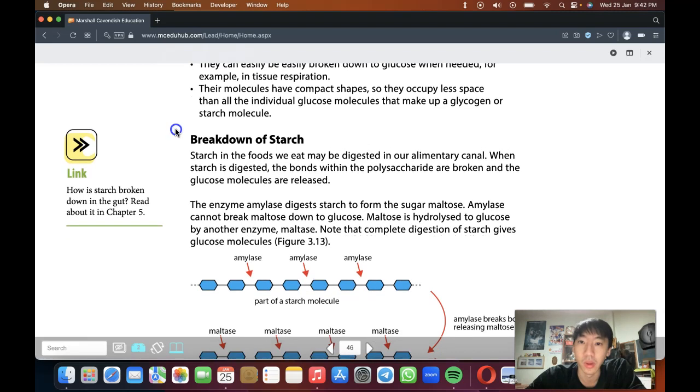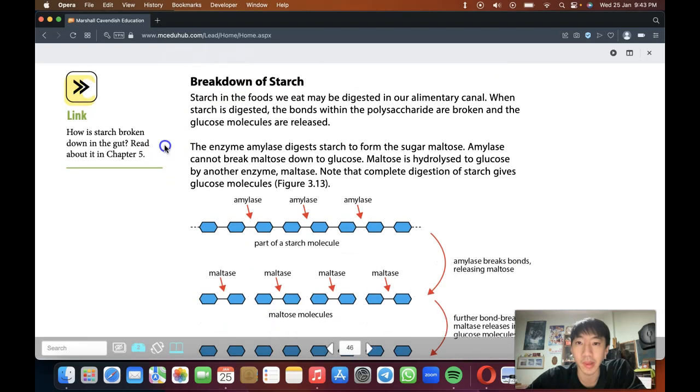Okay, so lastly, their molecules have a compact shape, so they occupy less space than all the individual glucose molecules that make up a glycogen or starch molecule. Basically, it's like in your house you have a storage room, where you store all your barang-barang, and you just put all your stuff inside there. So that's kind of the same concept.